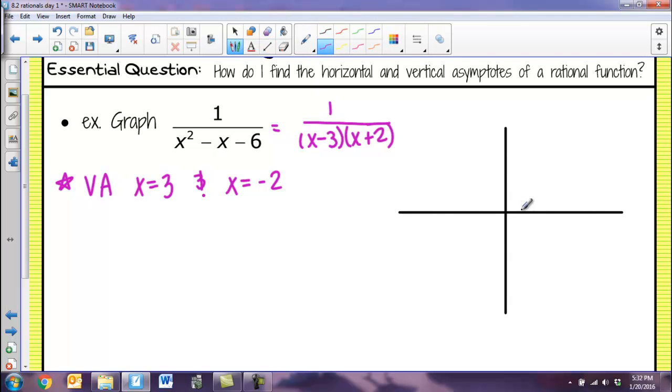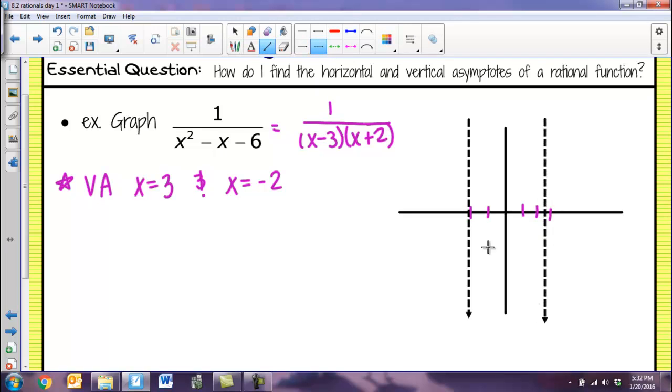So I have a vertical asymptote happening at positive 3 and at negative 2, so we're just going to go in there and put some vertical asymptotes in there. Wow, I'm really bad at going through where I mean to.